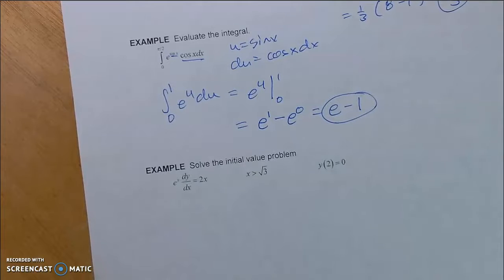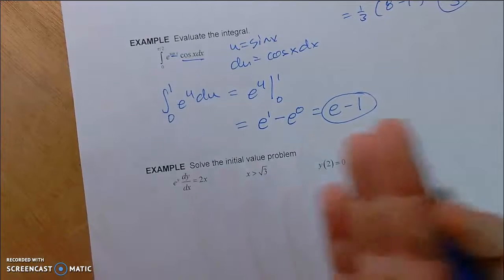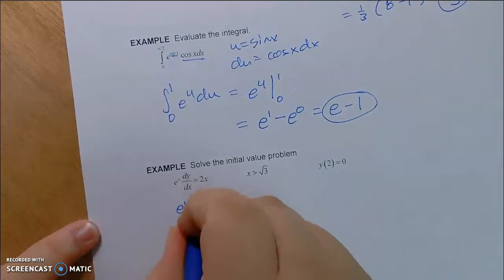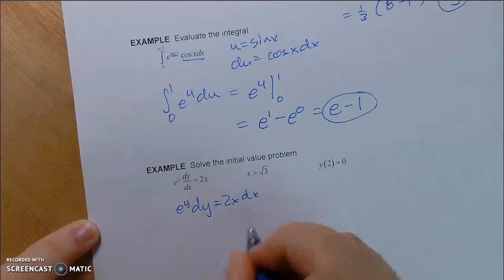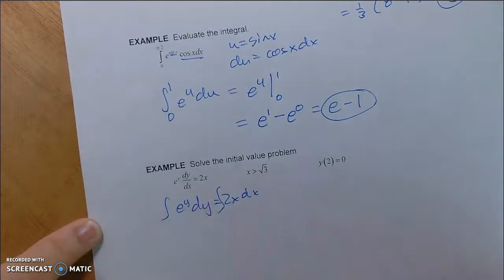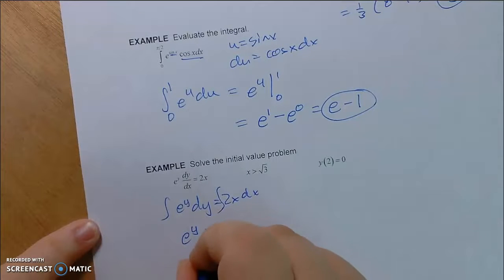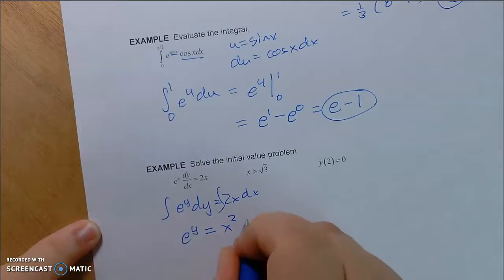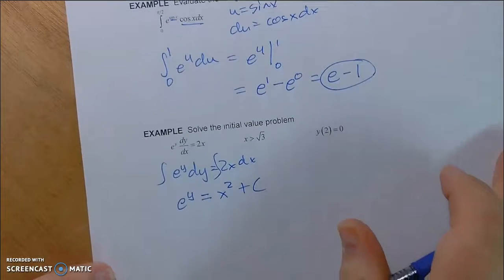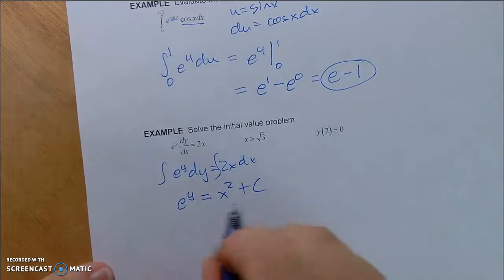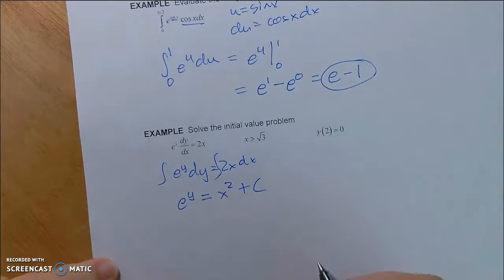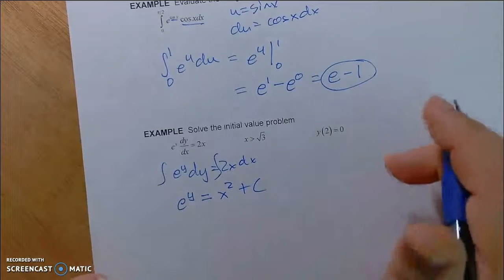So here's an initial value problem involving e, the exponential function. First thing we're going to do is separate our variables. We have e to the y dy equals 2x dx. We're going to integrate both sides. The integral of e to the y is e to the y. The integral of 2x is x squared. We only need 1 plus c, remember, when we do these. Now we need to solve for c. We can solve for y and then solve for c, or we can solve for c right here. I would go ahead and solve for c right here.